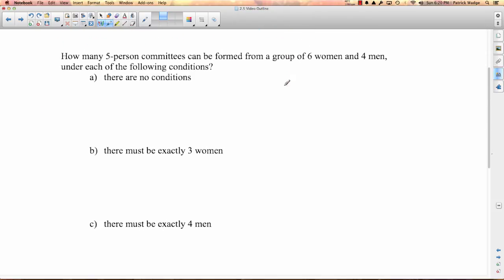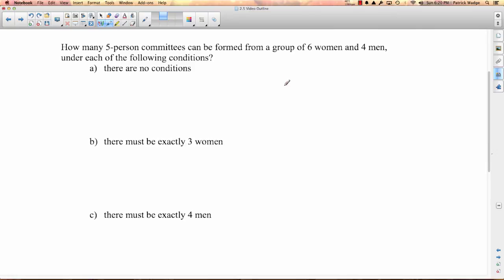How many 5-person committees can be formed from a group of 6 women and 4 men under each of the following conditions? Okay, A, there are no conditions. In other words, the 5-person committee can be made up of anything, all women, all men, 3 men and 2 women, whatever. It doesn't make a difference. So you're going to look at all the people, in this case all 10 people, and you're going to choose 5 of them. And if you do that, you're going to get your answer. So that's 10 factorial over 10 minus 5 is 5 factorial, and r is also 5 factorial, and that equals 252 if there's no conditions.